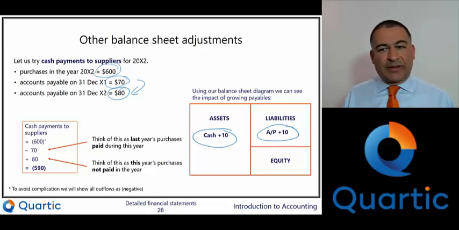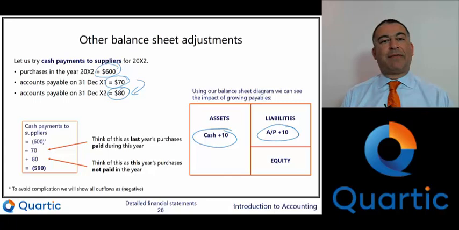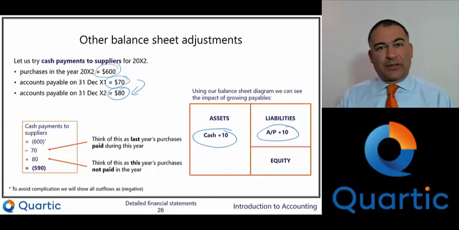And so the shortcut for this is your purchases in the year are 600. There's a cash outflow of 600. The payables have gone up by 10. So that's a positive cash adjustment of 10. So minus 600 plus 10 is minus 590. And that's how it works. That's how we've worked out the cash payments to suppliers.